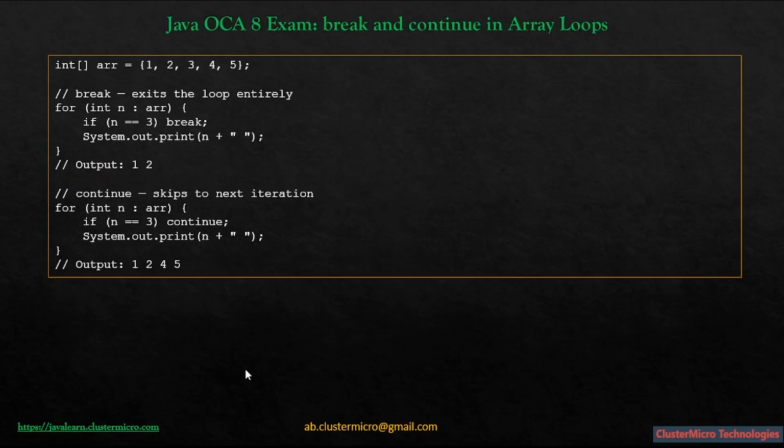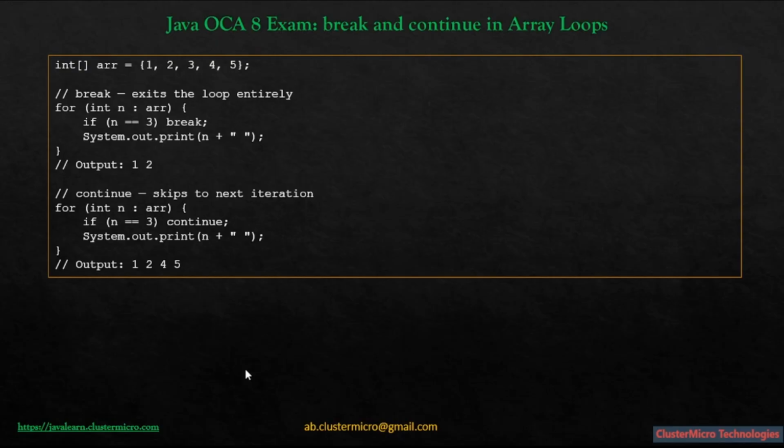Break and continue in array loops. The break and continue statements behave the same way in an enhanced for loop as they do in a traditional for loop. The break statement immediately terminates the entire loop. Once a break is executed, the loop stops and no further iterations occur. The continue statement works differently. It skips the current iteration and moves directly to the next element in the loop.